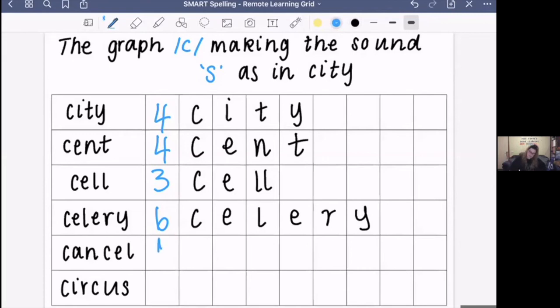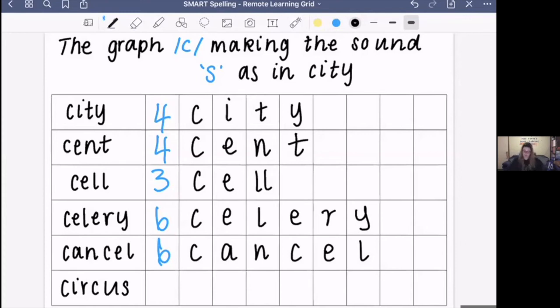So there are 6 sounds in the word cancel. The letters in the word cancel are C, A, N, C, E, L. If you had to remember how to spell this word, what might be the tricky part to remember? Perhaps it is our graph C making the sound S.